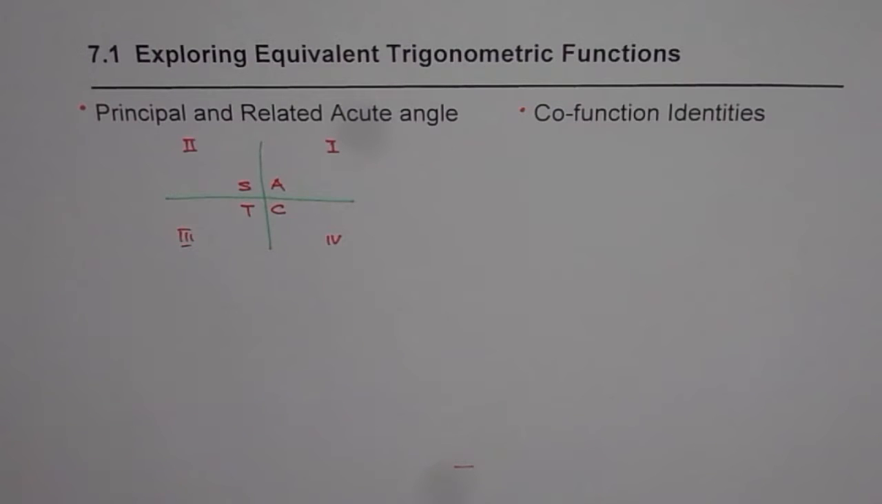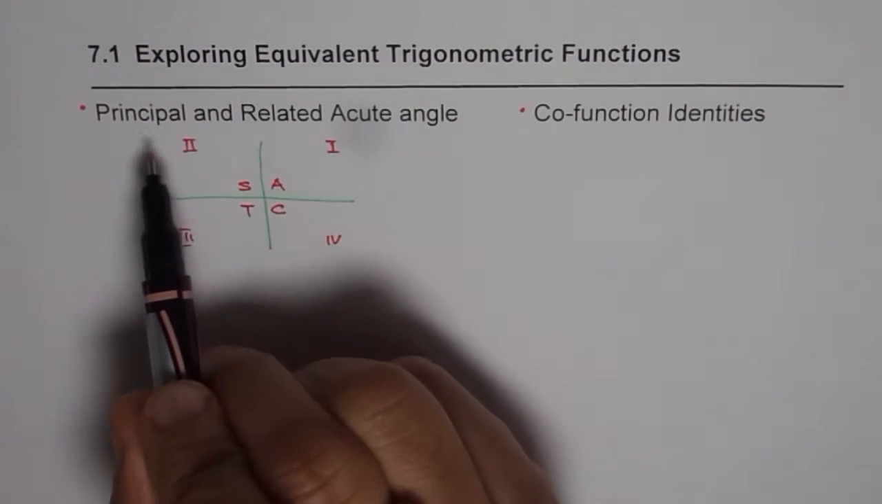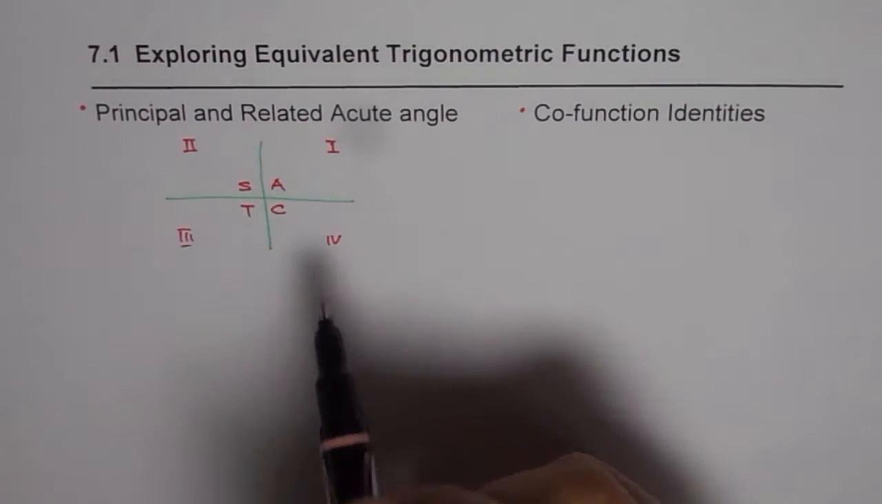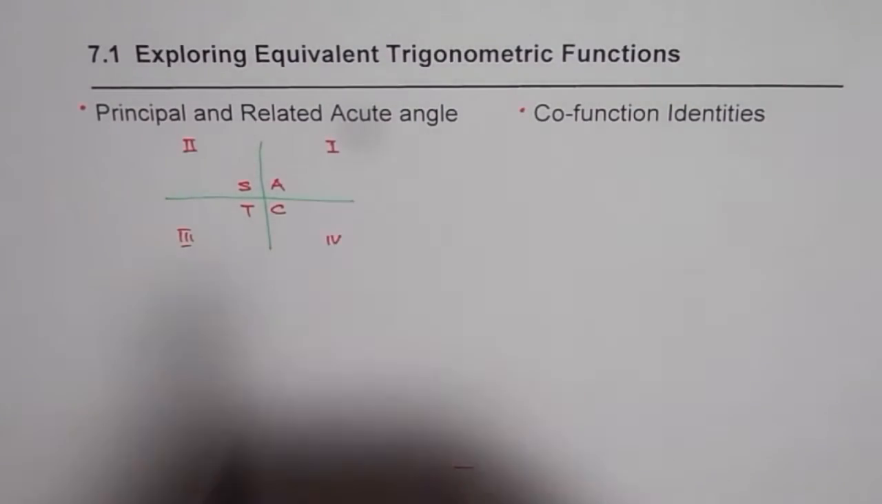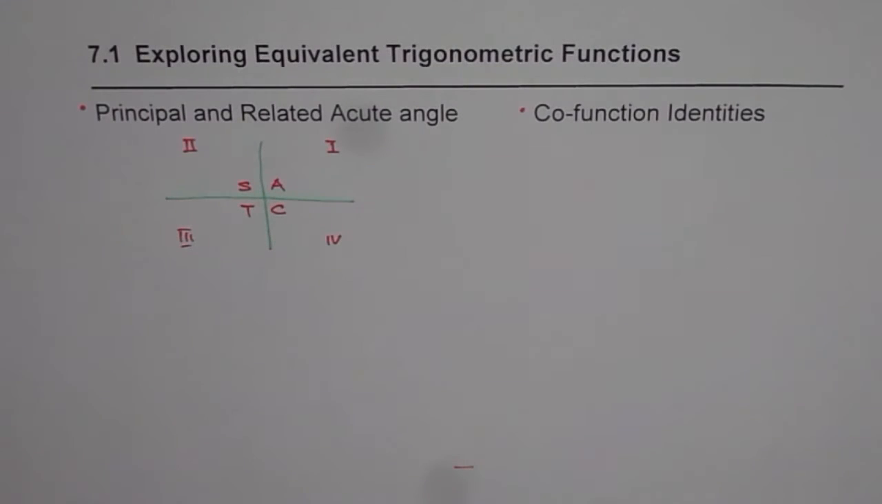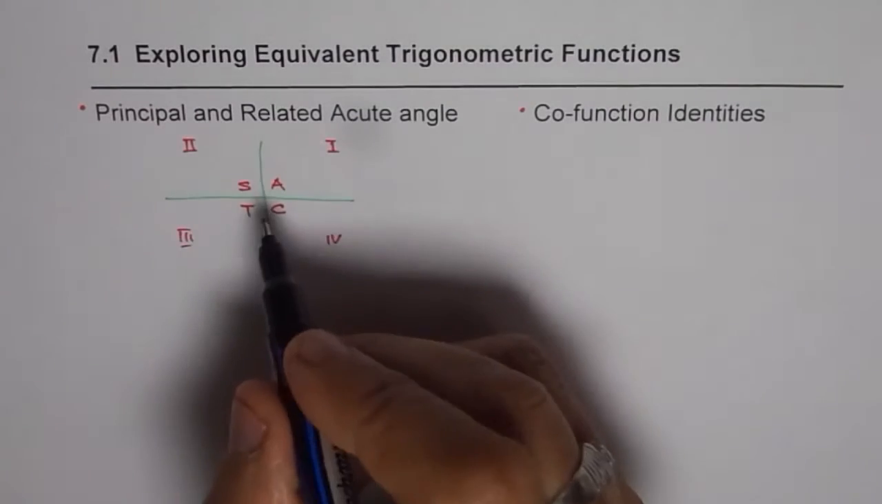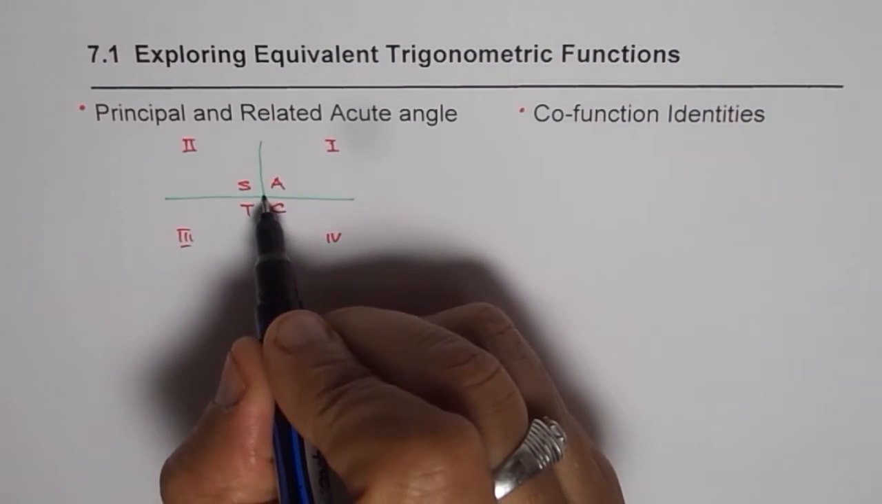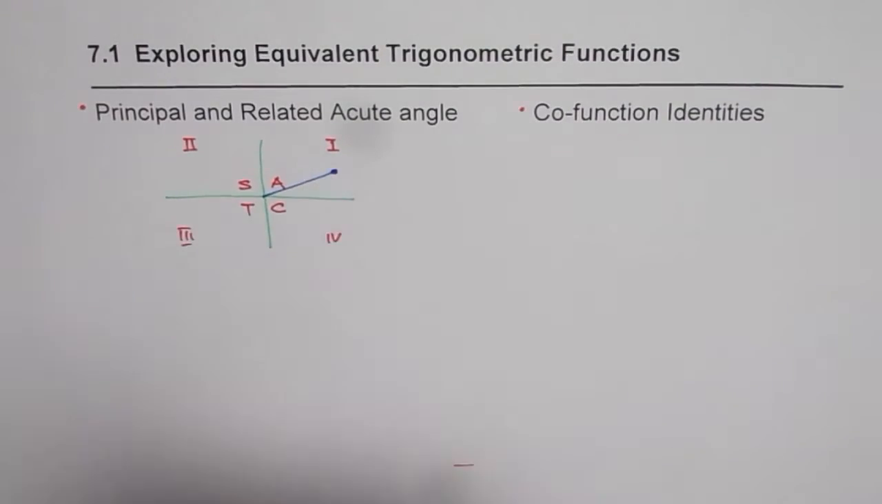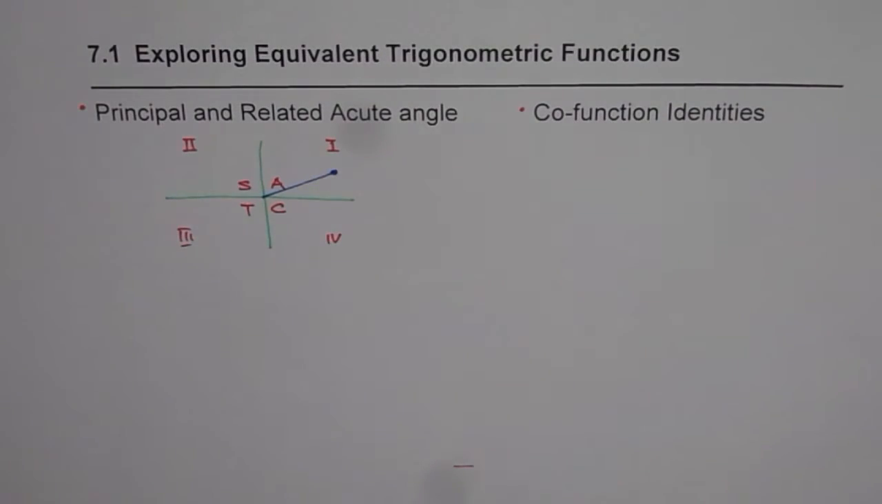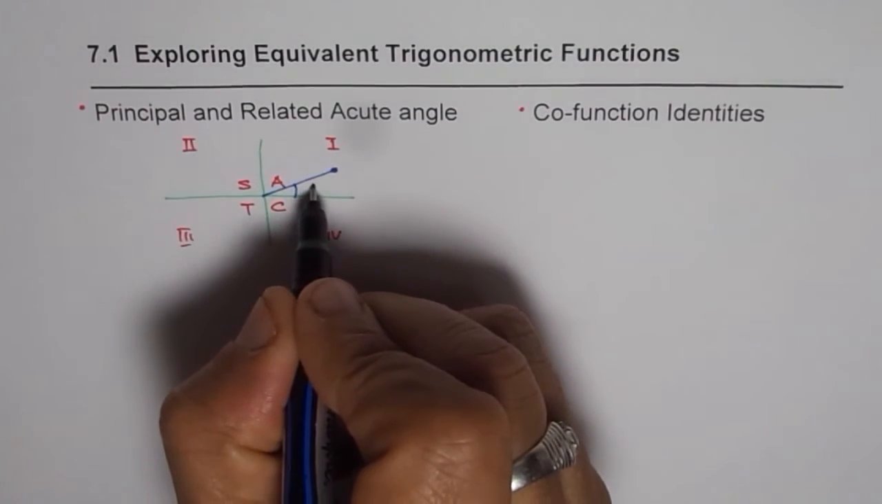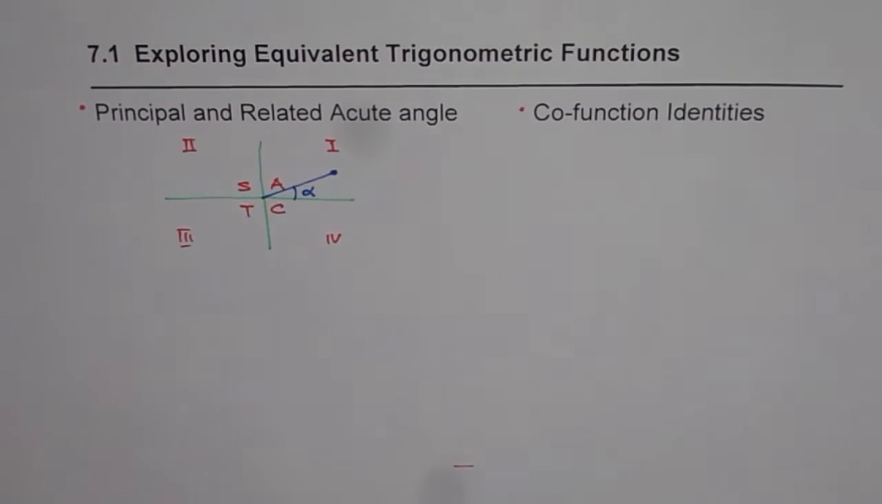Now let us also see what is the related acute angle and what is the principal angle. Then we will relate them. Related acute angle is also sometimes referred to as reference angle. As the name suggests, acute means it is always less than 90 degrees. So it is somewhere in quadrant 1, let us say. That is our related acute angle. In general, we like to write it as alpha or something like that.